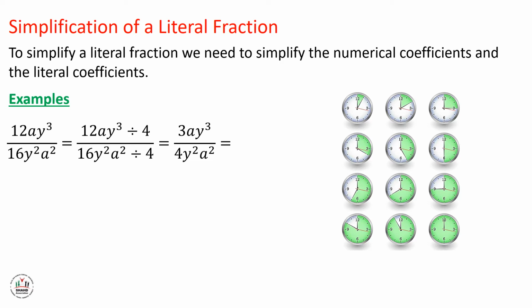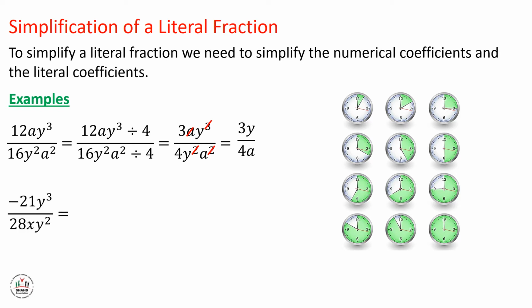Now let's start with the literal coefficients. ay cubed over y squared a squared. Of course, we can simplify the literal coefficients by using power rules. So y cubed over y squared is equal to y in the numerator, of course, because the greater power is in the numerator. So y cubed over y squared is equal to y to the power 3 minus 2. And a over a squared is equal to a to the power 2 minus 1 in the denominator, because the greater power is present in the denominator. So the answer is equal to 3y over 4a.